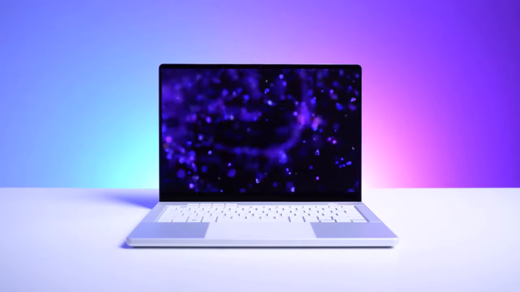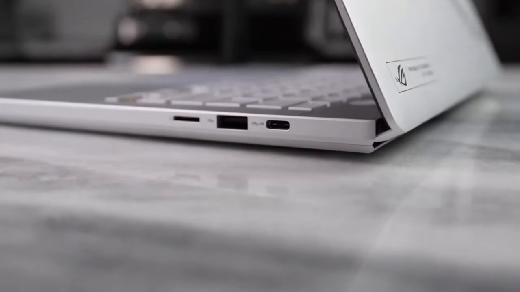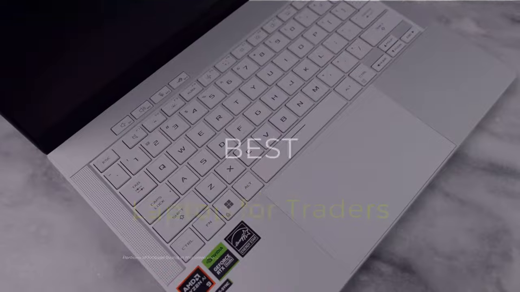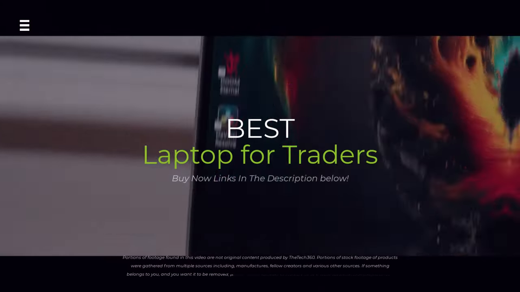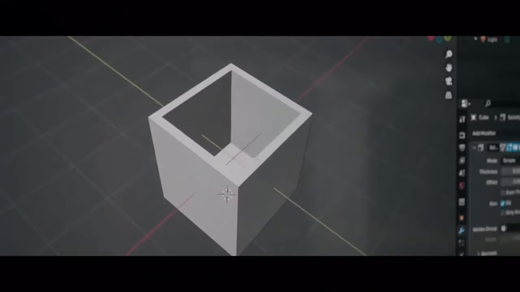Yo, traders, hunting for the perfect machine to dominate the market in 2024? Look no further. We're breaking down the top laptops for stock trading, from powerhouse performers to budget beasts.